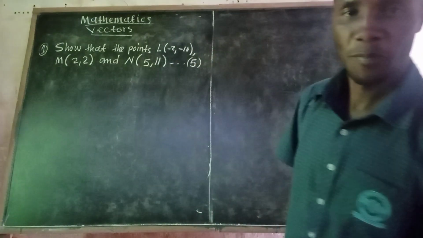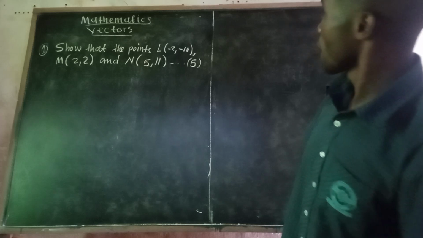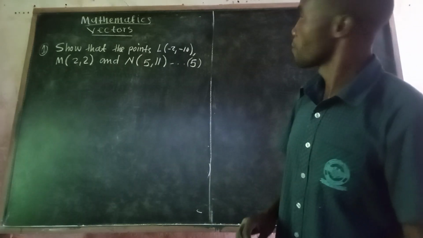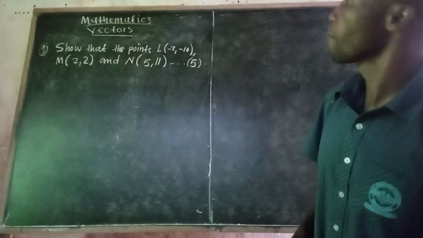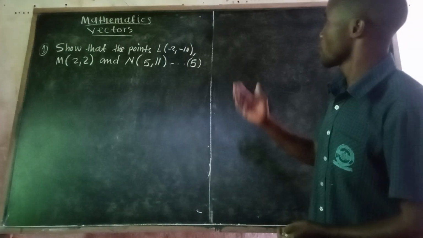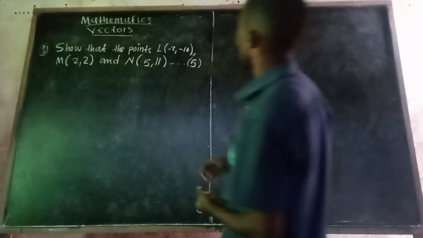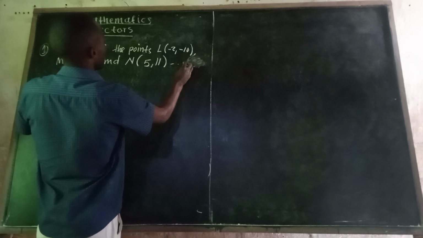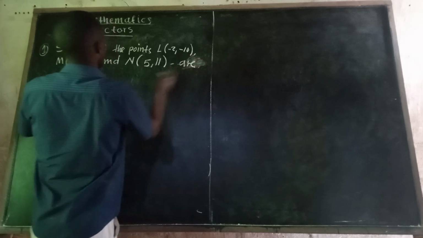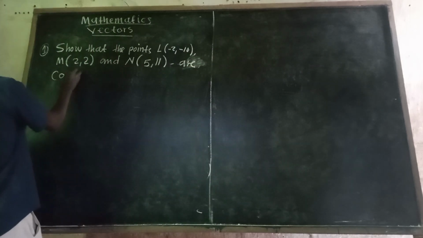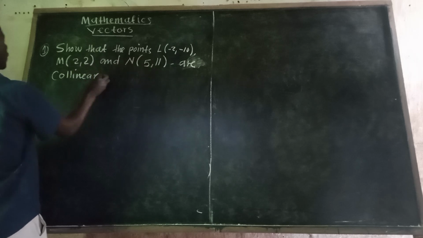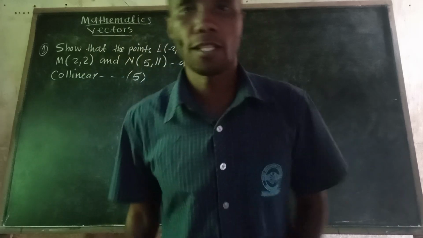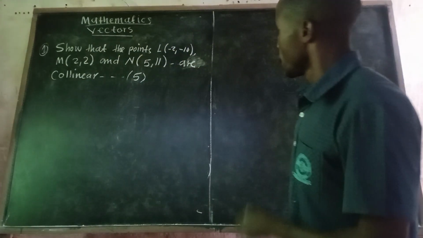Okay, so I've come again with a question under vectors, which is also coming from past paper 2, 2018 GCE. So there the question says, show that these points that we have, L, M, N, are collinear. 5 marks. So show that those 3 points are collinear.